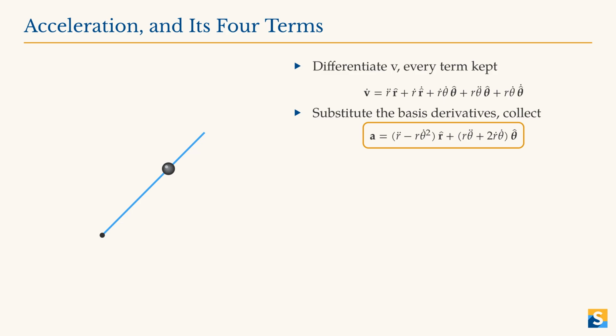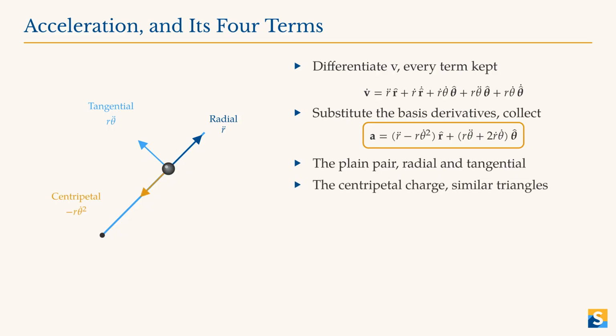The plane pair first. R double dot is Newton's law along the radius, nothing more. And r theta double dot is its tangential twin, the same law taken along the circle, because r theta measures distance around the rim. Minus r theta dot squared is the famous one.